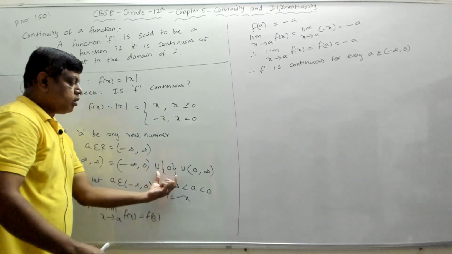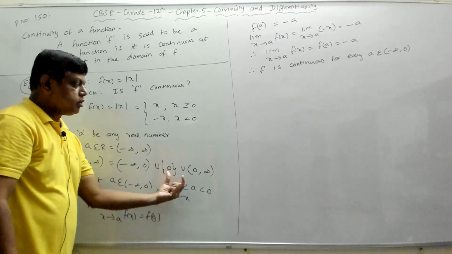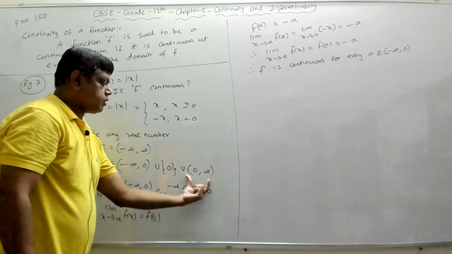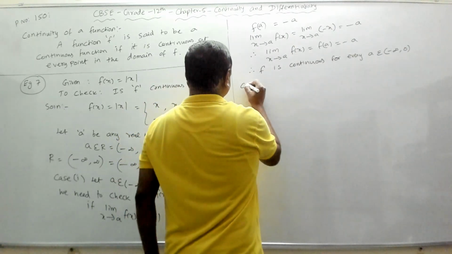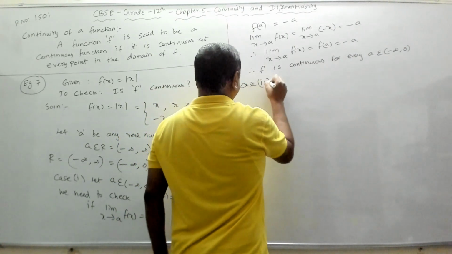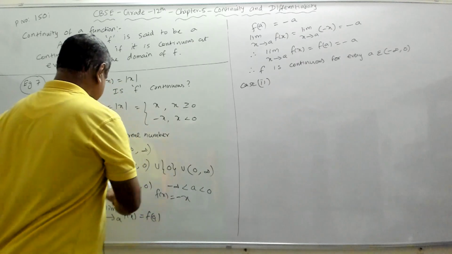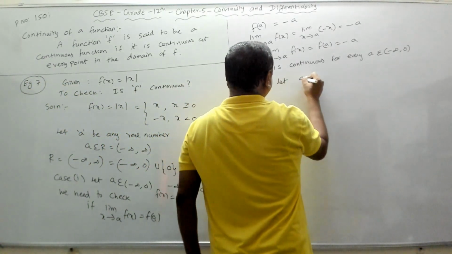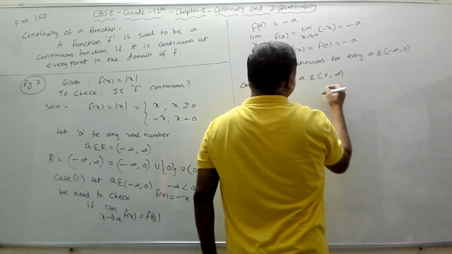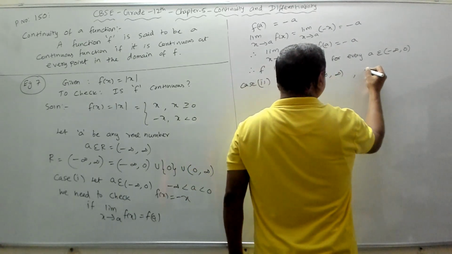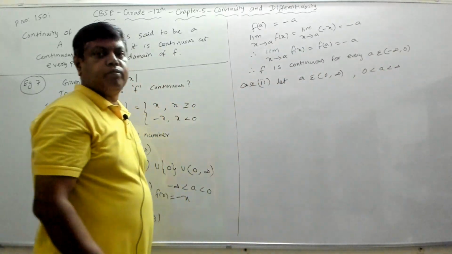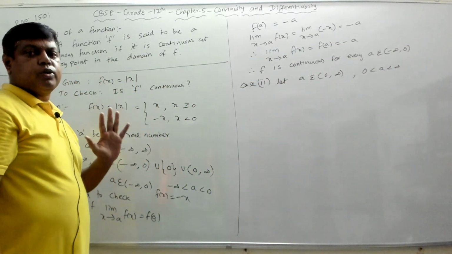Now we should prove at this point 0, but before we go to this, we'll do this in the end. We'll do this as case 3, and do this first. Second case, case 2, will take this interval. Let a belong to 0 to infinity. What is the meaning of this? It means 0 is less than a less than infinity, which means a is a positive real number.